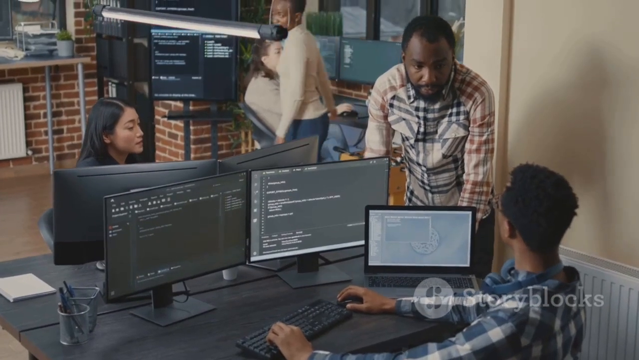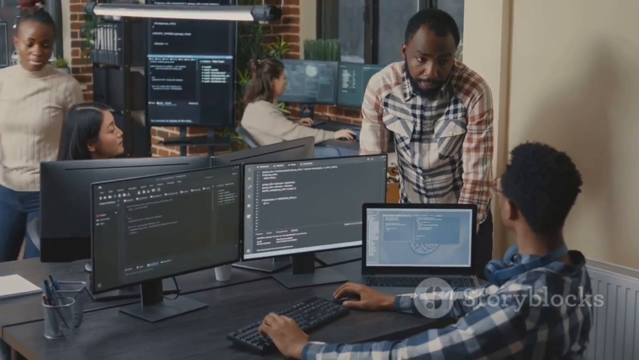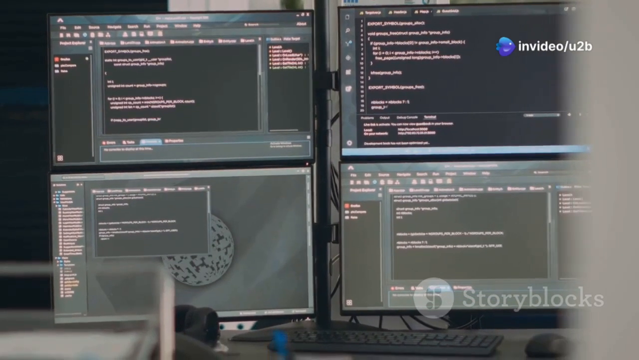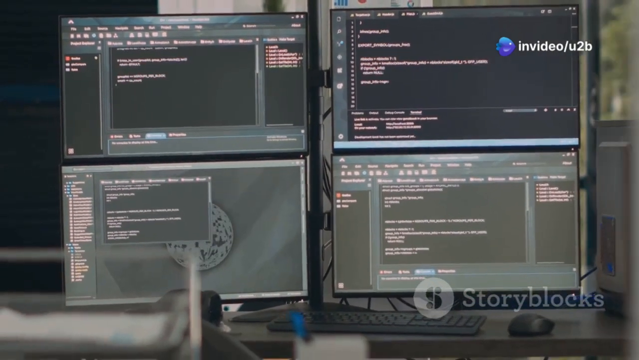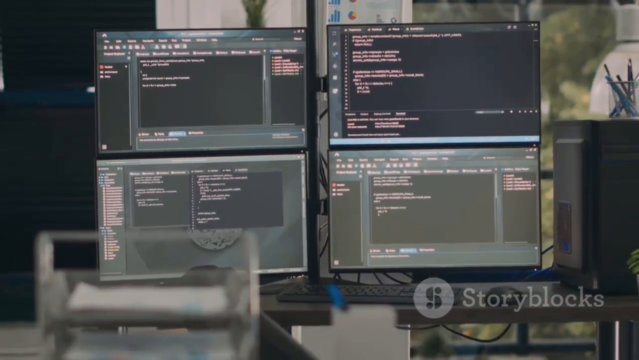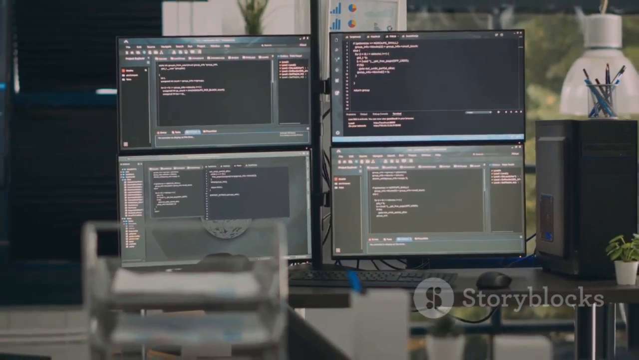Secure coding practices. Developers play a critical role in building secure software. By adhering to secure coding practices such as input validation, output encoding, and proper error handling, developers can prevent many common vulnerabilities from ever existing in the codebase.